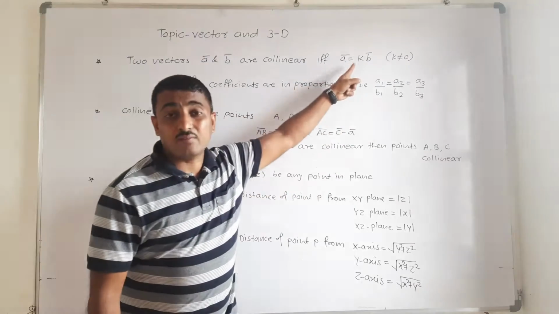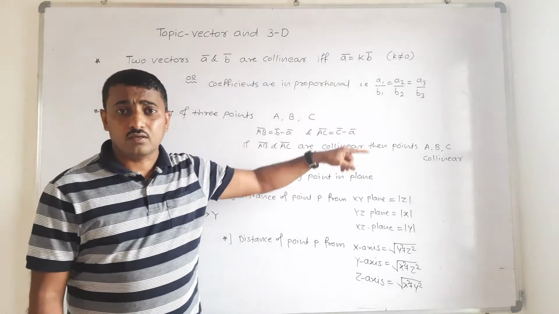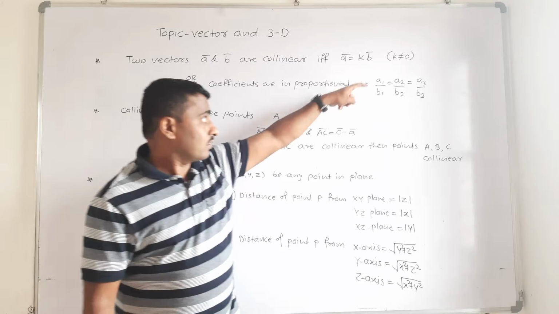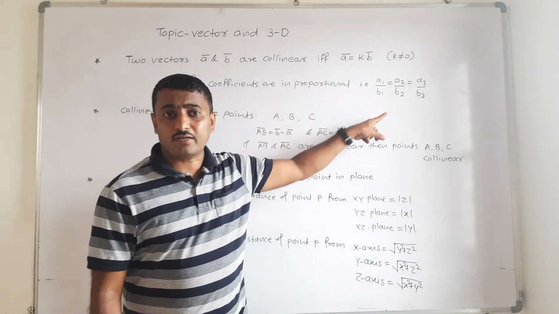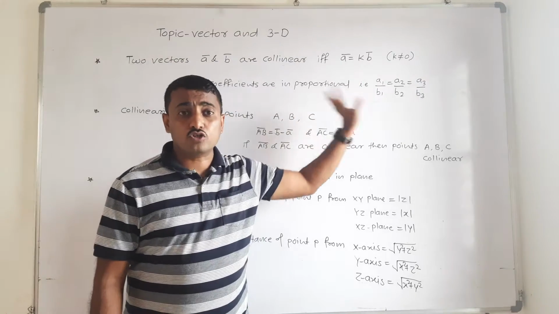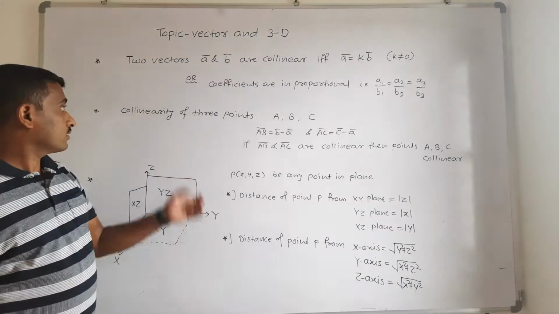One is scalar multiple of other means first vector is scalar multiple of other means that coefficients are in proportion. First vector a1 a2 a3, second vector b bar b1 b2 b3. These are in proportion, that is proportionality, collinear.